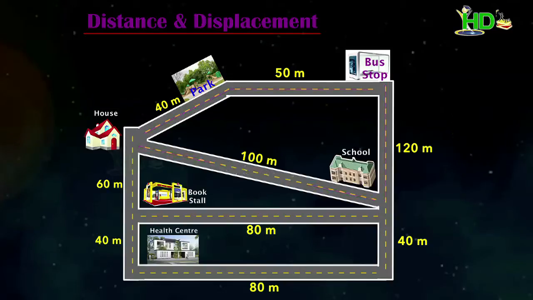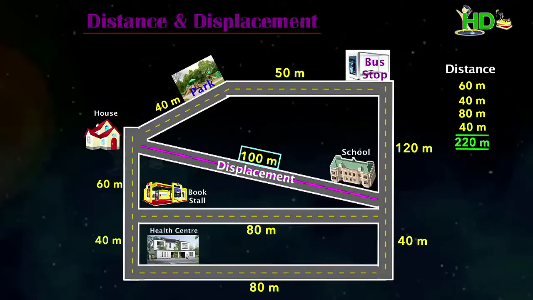Suppose you go to school along this path. That means from your house to bookstall, bookstall to health center, then health center to school, as you are seeing in the figure. Then the total distance you have to walk is 60 plus 40 plus 80 plus 40, which is equal to 220 meters. But the displacement is 100 meters.